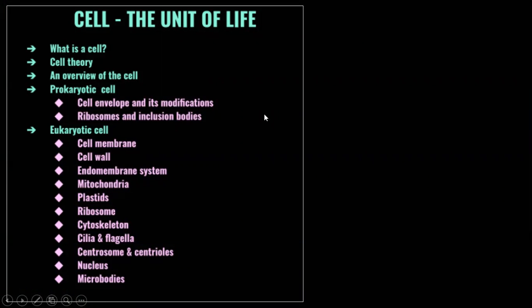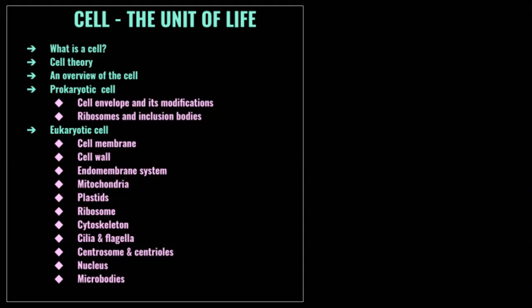Cell, the Unit of Life. The topics that we are going to cover in this one shot session are: what is a cell and the cell theory, an overview of the cell, then the prokaryotic cell, that is the cell envelope, its modifications, ribosomes and inclusion bodies. In the case of eukaryotic cells, we are going to describe the cell membrane, cell wall, endomembrane system, mitochondria, plastid, ribosome, cytoskeleton, cilia and flagella, centrosome and centrioles, nucleus, and microbodies. Hope you all are thrilled for this session. So let's move forward.